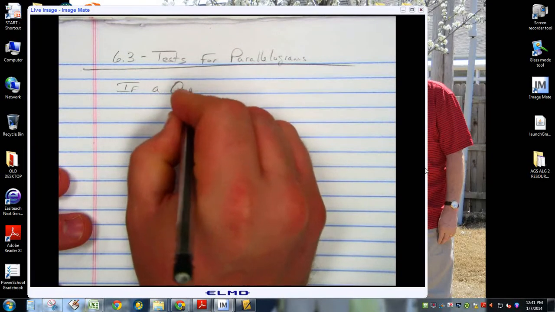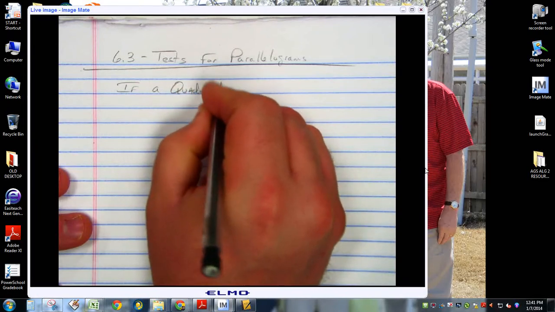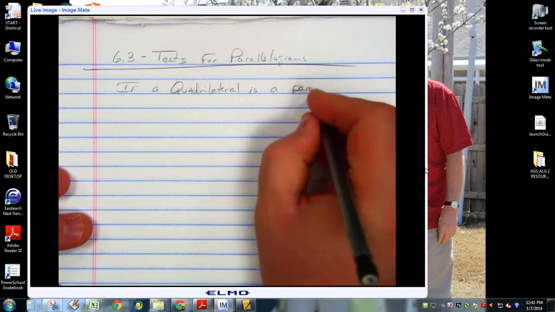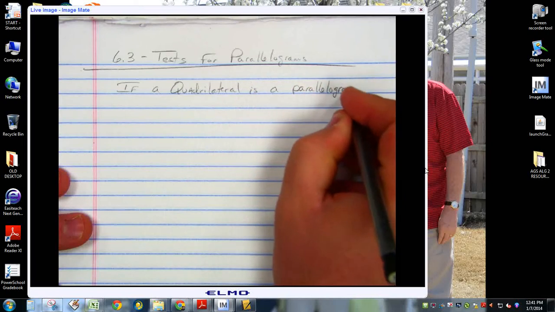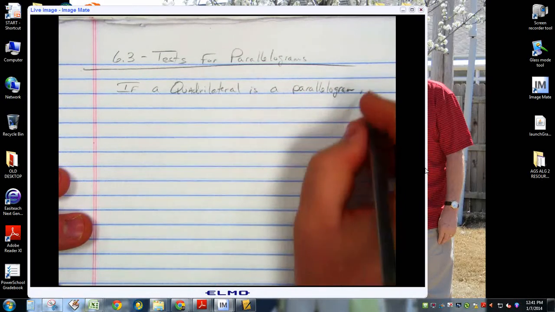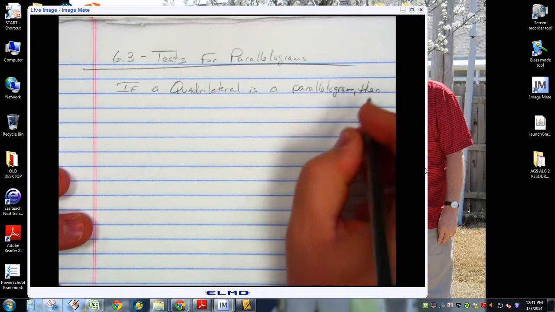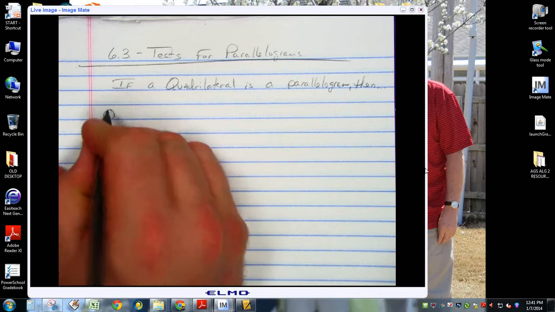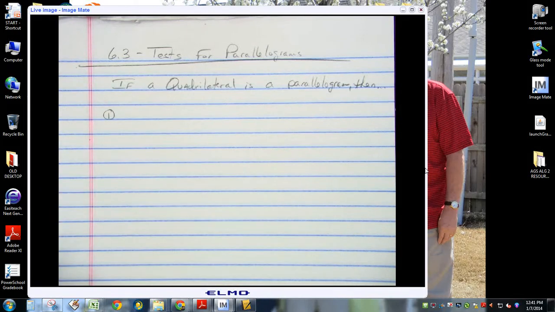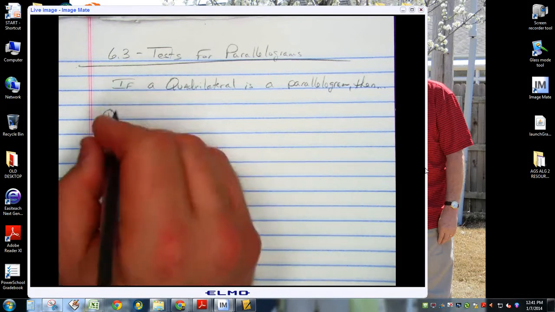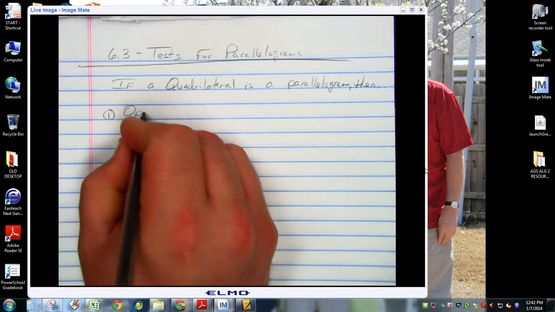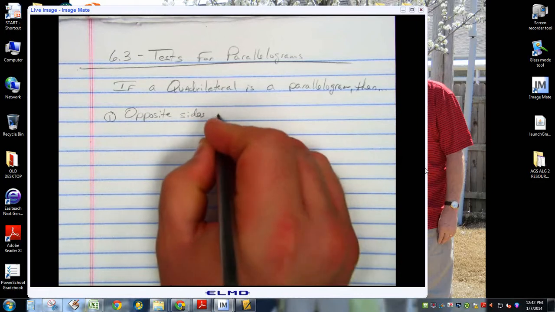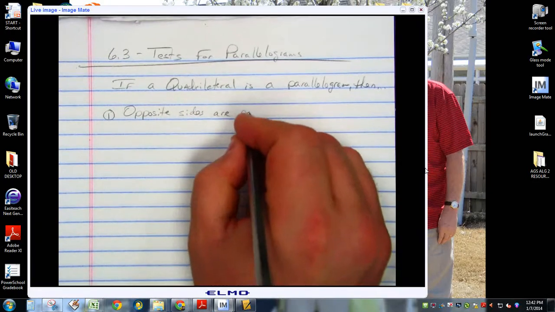If a quadrilateral is a parallelogram, then what are all the things we know are true? One, what makes it a parallelogram? Opposite sides are parallel.